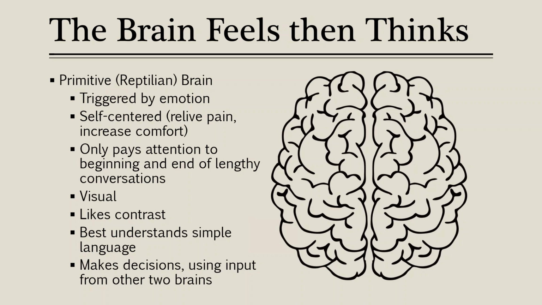Although this book is based on marketing, many of the principles have similarities with concepts we take into account as content creators and designers, and what we know about cognitive psychology. The important thing to note is that even though it's the primitive or reptilian brain, it uses input from the other two brains. So the primitive brain is triggered by emotion. All it wants to do is relieve pain and increase comfort. It pays attention to the beginning and end of lengthy conversations, and it best understands simple language.